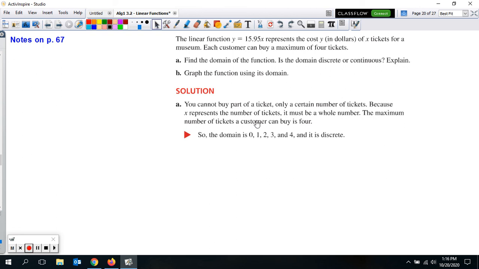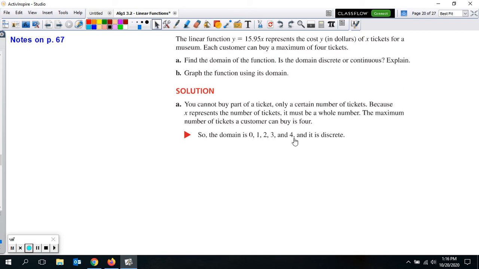So our domain is going to be discrete. It's going to be just 0, 1, 2, 3, and 4, because this is what you could buy. You could buy 0 tickets, or you can buy 1, 2, 3, or 4 tickets. You can't buy any more than that because it says maximum number of tickets is 4 tickets.